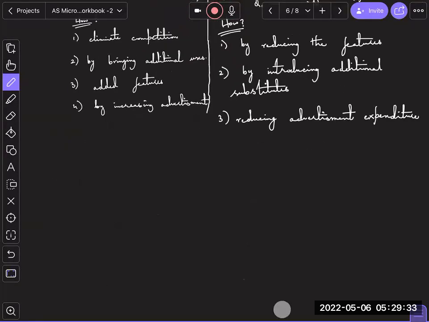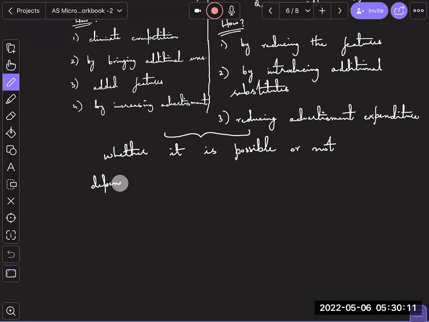Now, whether it is possible or not, in your evaluation, you will write to conclude the firm can make their product more elastic, and by making it more elastic, they can capture a greater market share, or they can make the product more inelastic in order to maximize the total revenue and profitability by increasing the price. However, whether it is possible for the firm or not depends upon how the competitors react.